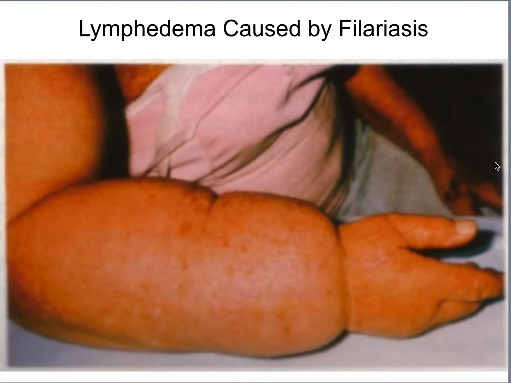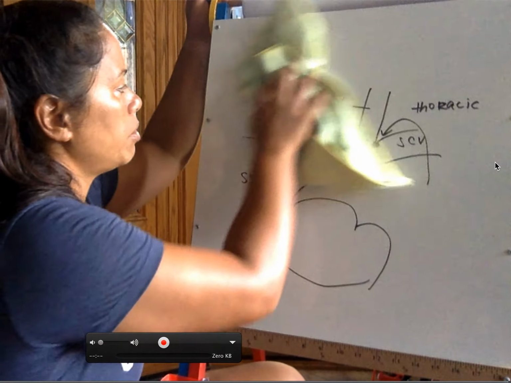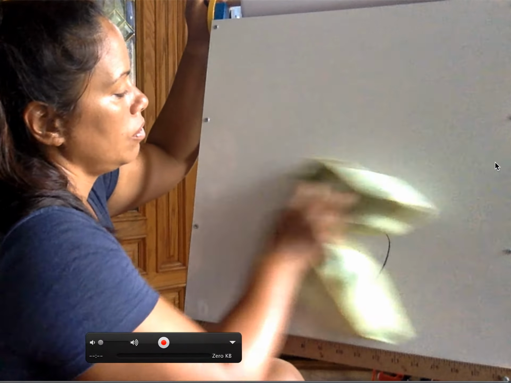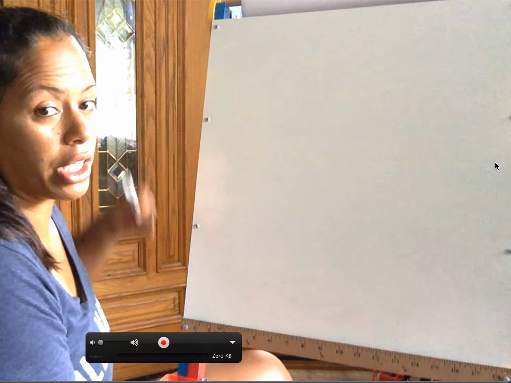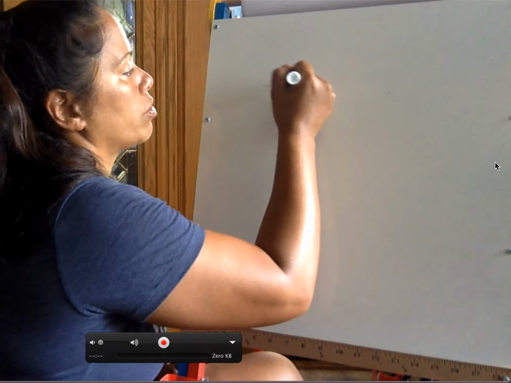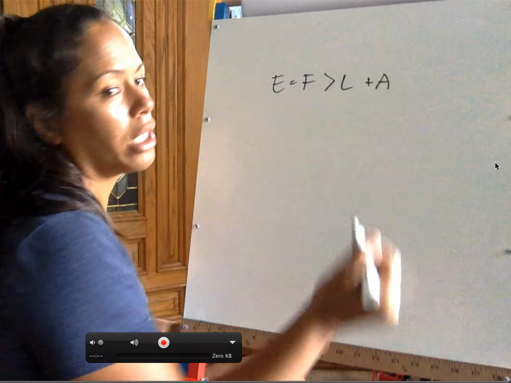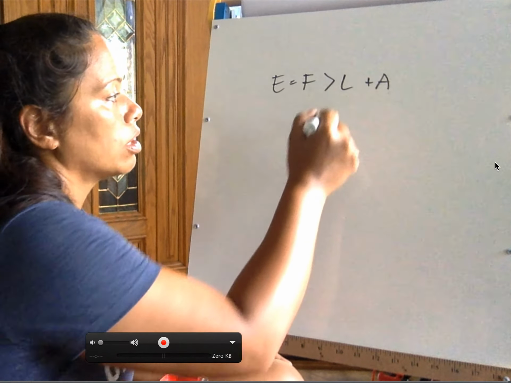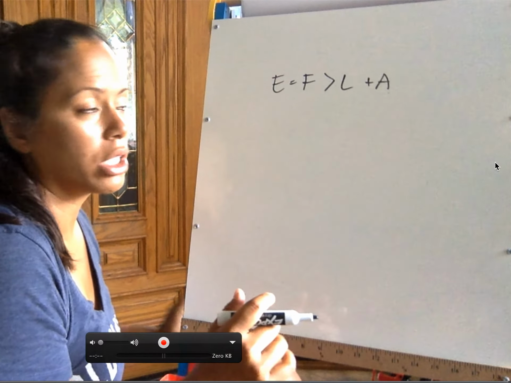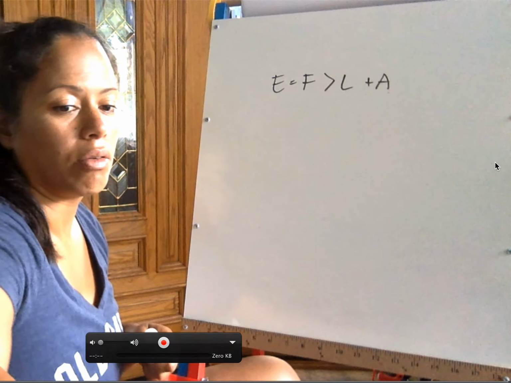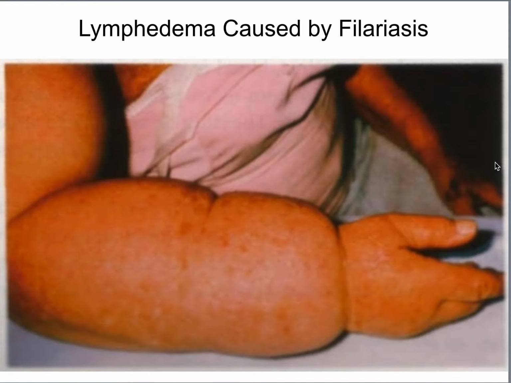Quick look, let's continue on. What is this? We said the equation for edema was what? Edema occurs when filtration is greater than lymphatic removal and/or absorption. So lymphatic removal, if I obstruct or destroy the lymph, what am I going to get? I'm going to get this. This is called lymphedema, and it's caused by filariasis. Damage to any of the lymphatic vessels or valves can lead to swelling.